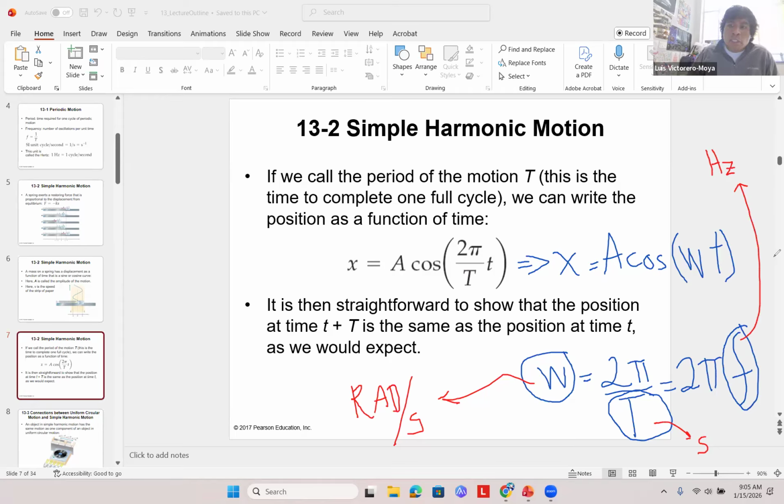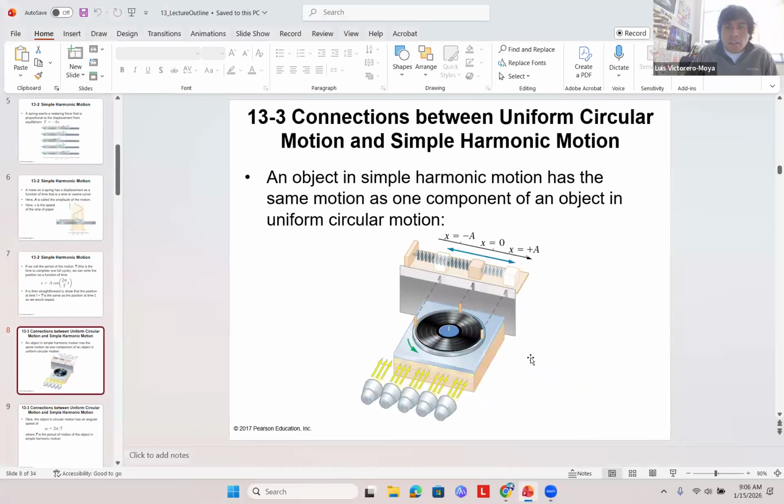Okay? So we can model the simple harmonic motion in a mass spring system using that. Let's erase this. So there you are. From A to negative A, an object in simple harmonic motion has the same motion as one component of an object in circular motion. So we can normally use circular motion to model this, all right? Because it's sort of the same idea.